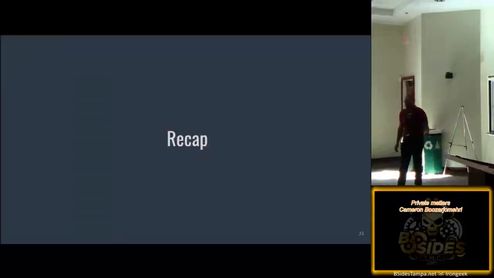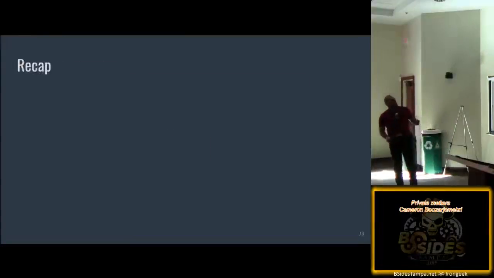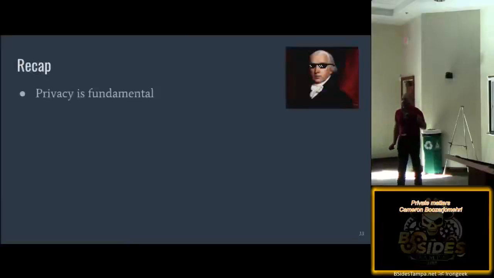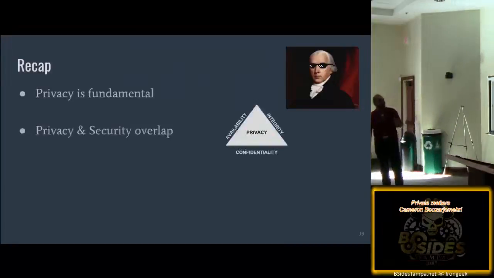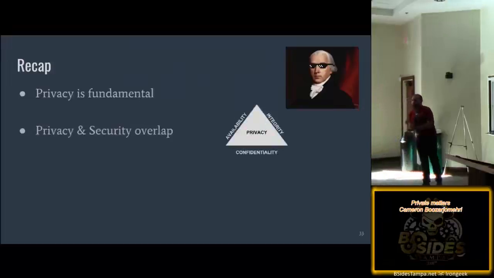So, quick recap. Privacy is fundamental. People who live in America have the Constitution, the Bill of Rights, all of which respect your right to both say whatever you want and not be judged for it, but also to not say whatever you want and not be questioned for it. Privacy and security overlap. When you meet privacy expectations inside your systems, you can actually expect that you meet a lot of your security goals.